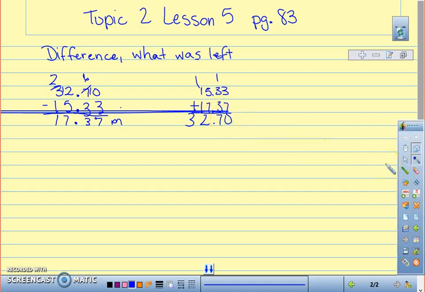All right, we're going to go ahead and we're going to turn our page, and I'm now going to be on page 84. And we're going to go ahead and do that problem on page 84. And it says, what is the difference? Oh, there's that subtraction word again. What is the difference in the wingspans of the two butterflies?